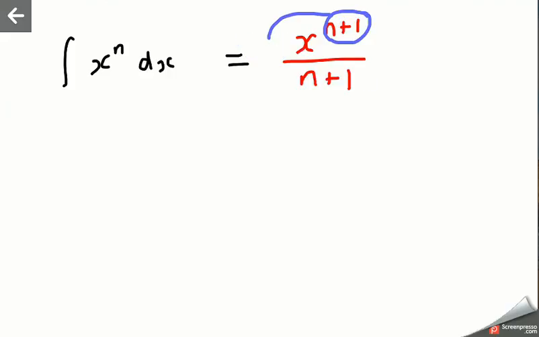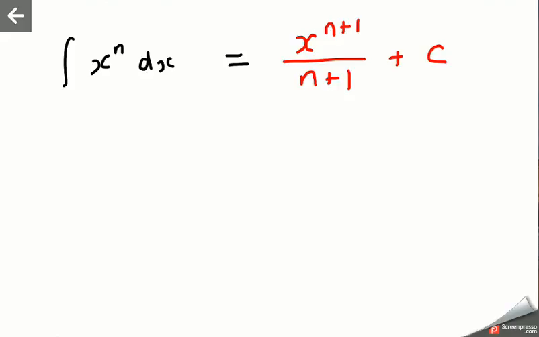So we found one function that differentiates to give us x to the power of n, but we want to find all of them, and we worked out in the first video that all of them actually differ by a constant. So if I just add on some arbitrary constant c, that's going to give me all of the functions that differentiate to the function x to the power of n. So that's a pretty handy rule to know. It's like the reverse of the power rule in differentiation.